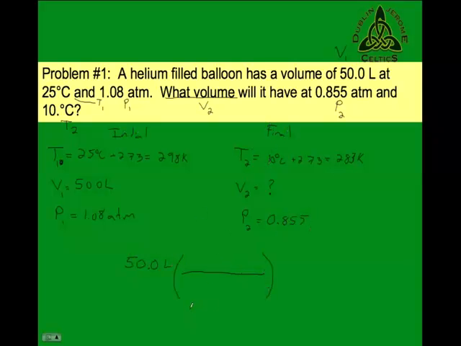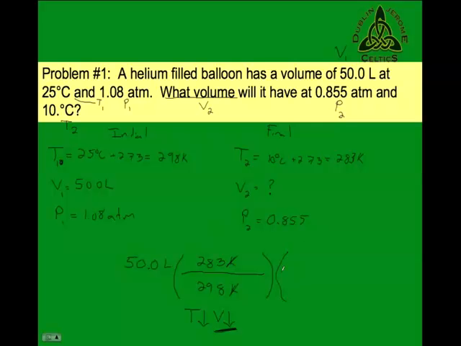What exactly happened to the temperature? 298 to 283. The temperature went down. And because the temperature went down, and the volume and temperature are directly related, the volume needs to go down too. So 298 and 283, if I put the smaller number on top, the volume will go down because this number is less than 1.